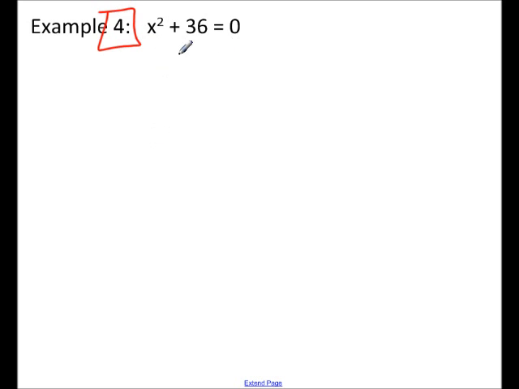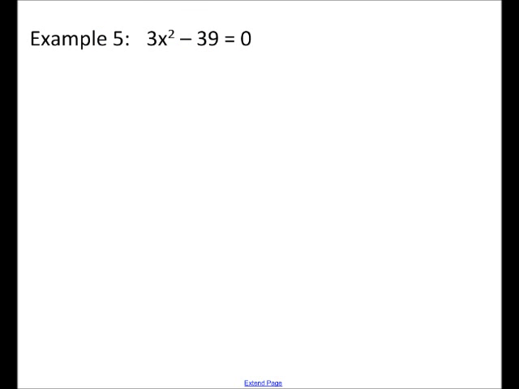Give this one a try. Think about how you are going to move this over to the other side and take your square root. And then remember, hey, sometimes negative square roots happen, and what does that do? I think you're going to do great. So go ahead and hit pause. Give example 4 a try.